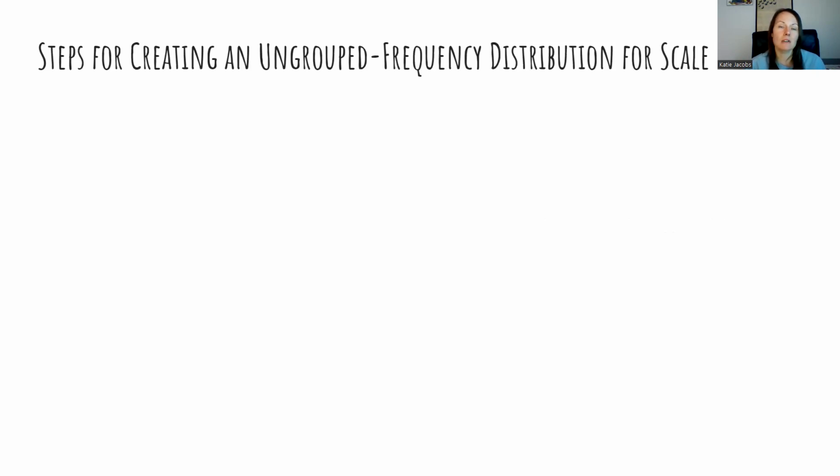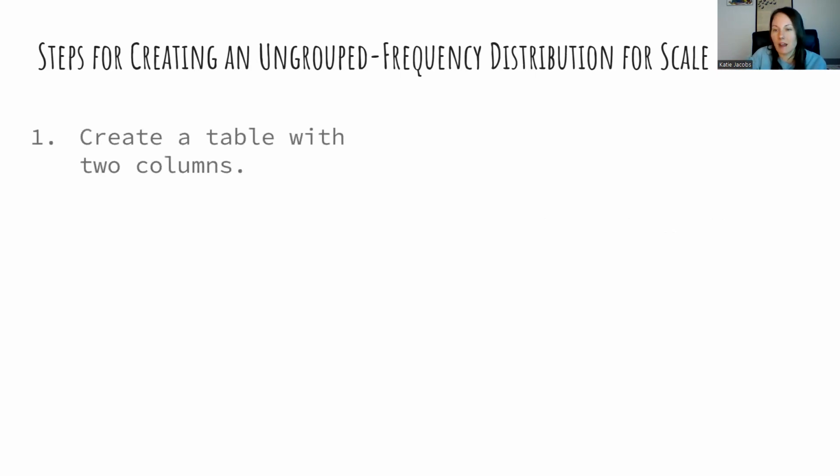If you said it was data that was on an interval or ratio level of measurement, you're correct. Good job. All right, let's keep going. So we have steps for creating an ungrouped frequency distribution table for data that's on an interval or ratio level of measurement. Another way to say that is it's on a scale.